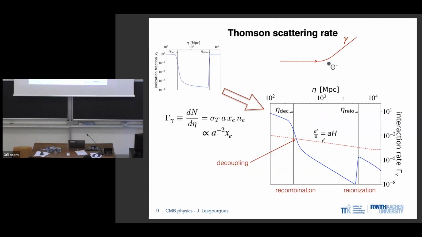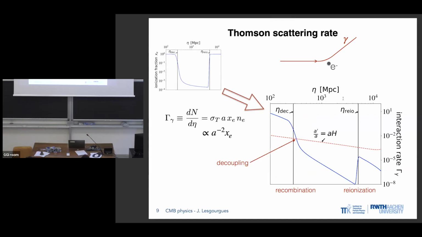conformal time, given by the Thomson scattering cross-section, times the number of free electrons, which you can decompose as a total number density of electrons, times the ionization fraction. And the scale factor is here just because we are defining our scattering rate with respect to conformal time.